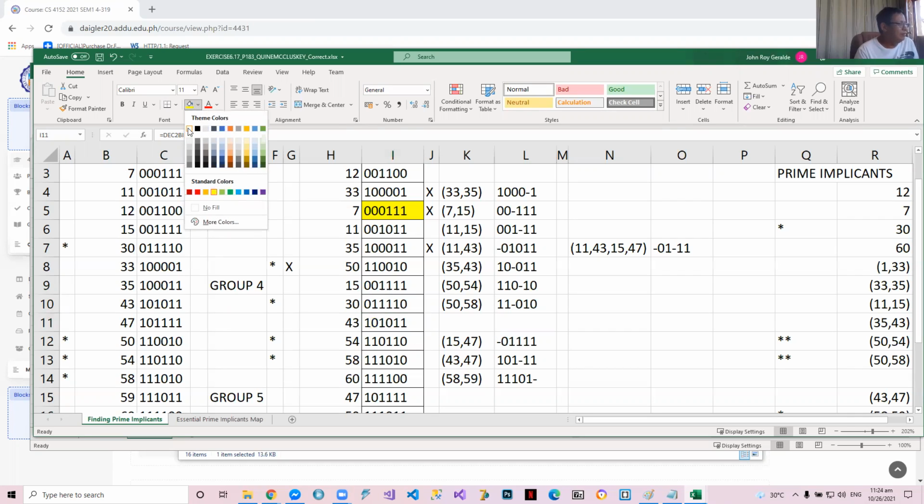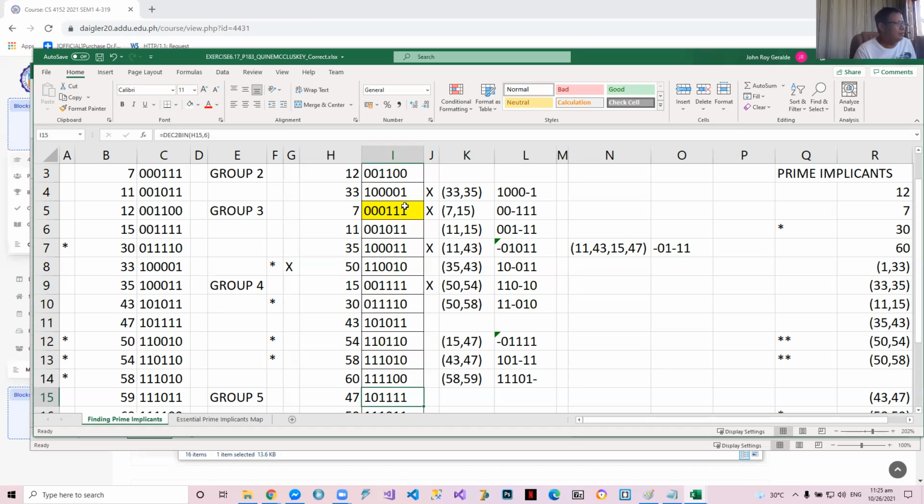43. 54. We cannot have this. Klaro na, no? They differ in the first two. Okay. 58. Ang 15 i-X na natin, no? Okay. 7 and 58. Obviously, we cannot compare them because they differ in the first three. 7 and 50. They cannot be because they differ also in the first three. We cannot proceed here because this is now group 5.